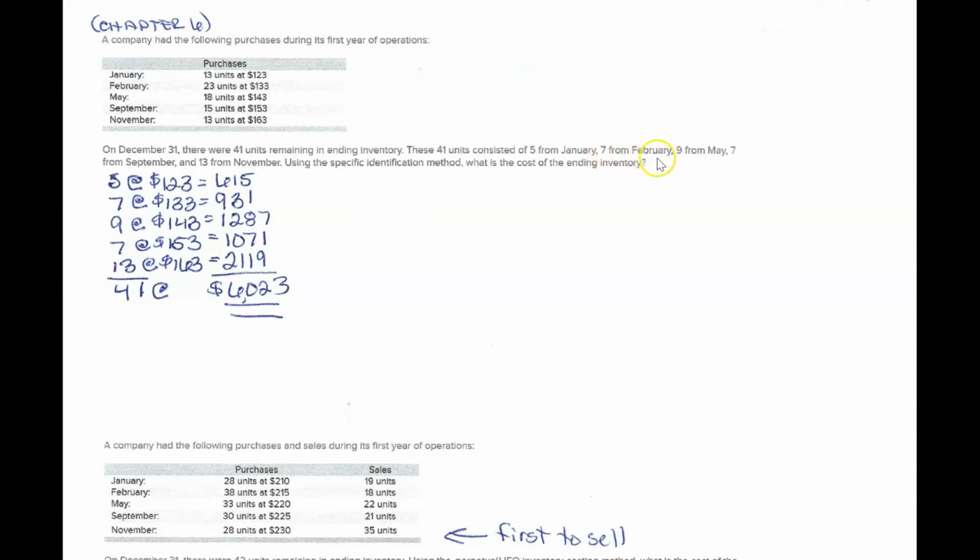And then 7 from February, 7 at the February price of $133. 9 from May. May was at $143, so 9 times $143. 7 were from September, 7 at $153. And then 13 were from November, 13 at $163. Multiply those and then add them up, and you get $6,023 as your ending inventory using the specific ID method.